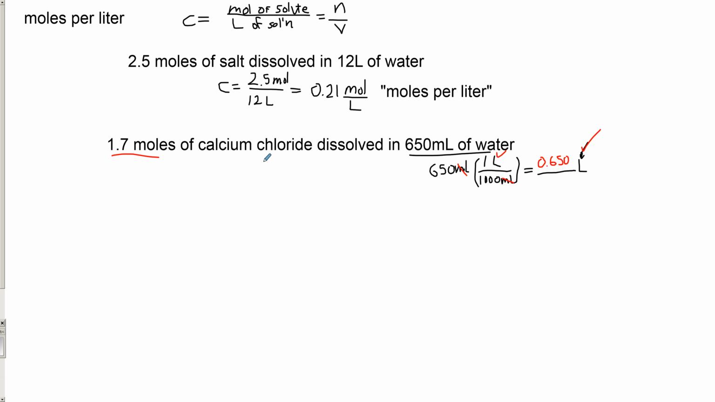We have a moles number. We have a liters number. All we need to do is go C equals moles value, 1.7 mole, and I guess I will say CaCl2. It's always good to be descriptive and write down all your units. I noticed I didn't do that on the previous question. And then divided by 0.650 liters. And that's going to give us a moles per liter value. And that gives me 2.6 moles per liter.